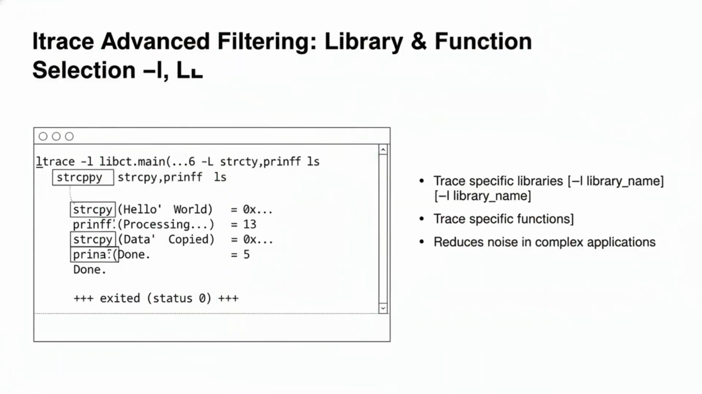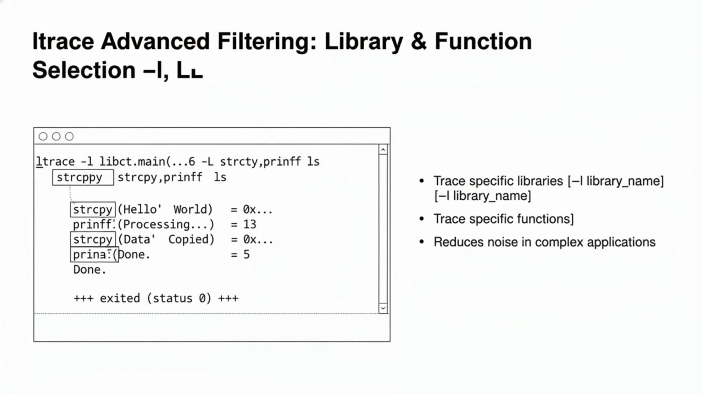Just as strace can filter system calls, ltrace offers similar precision for library calls. The -l option allows you to trace functions only from a specific shared library. For instance, ltrace -l libc.so.6 ./program will only show calls originating from the C standard library. This is extremely helpful when your application links against many libraries and you only care about a particular one.